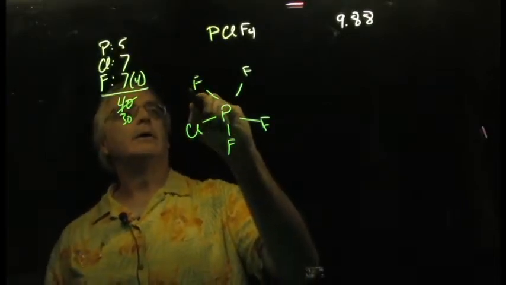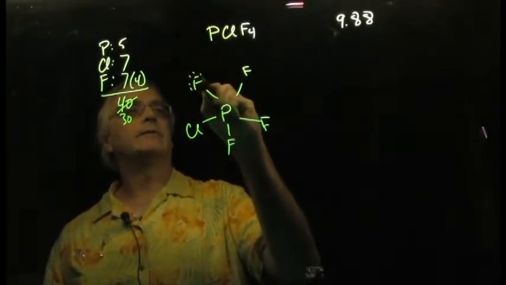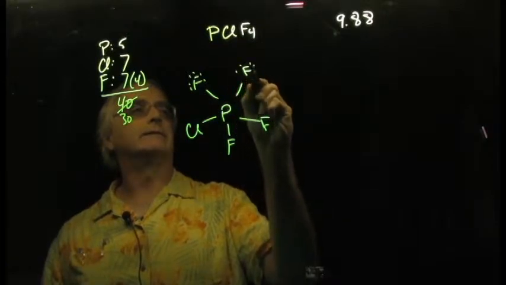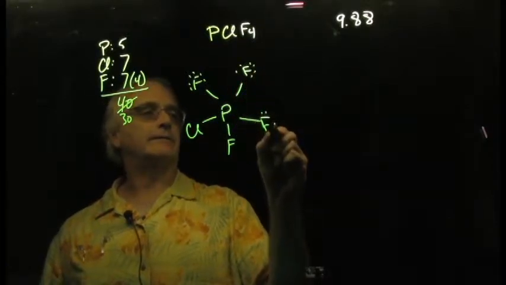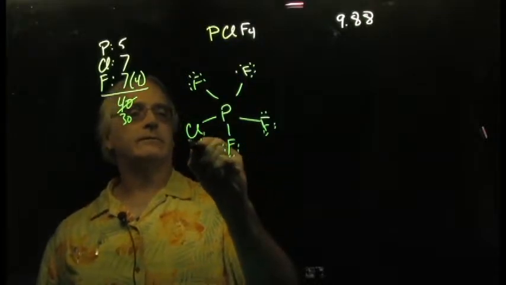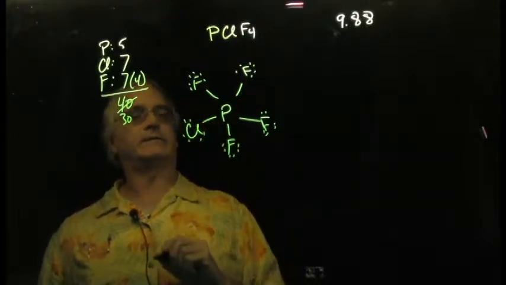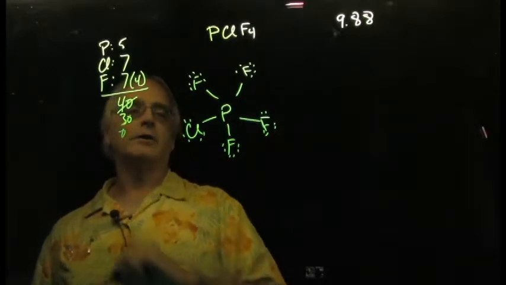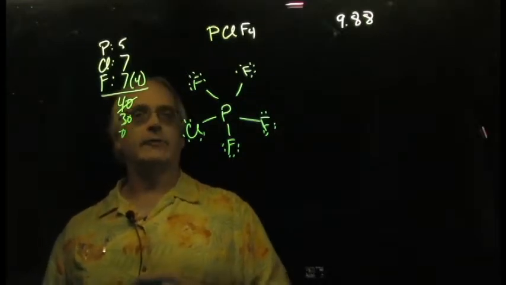So away we go. 1, 2, 3, and so on up to 30. Oh my gosh, there they all are. We have used up all of our valence electrons. All the outer atoms are happy.